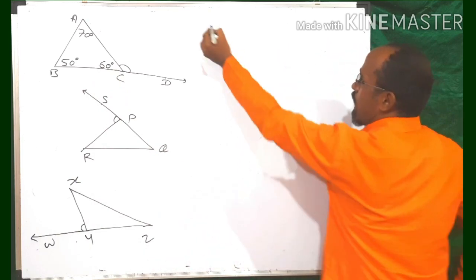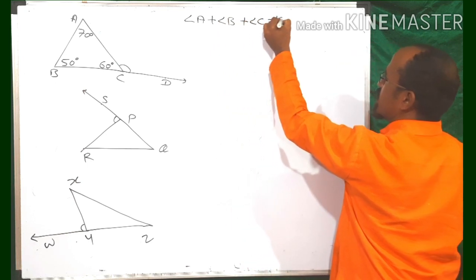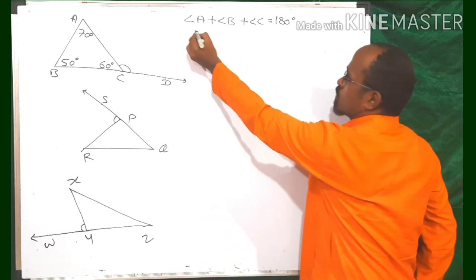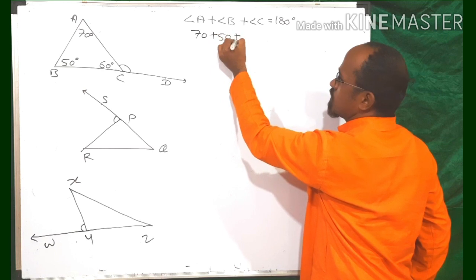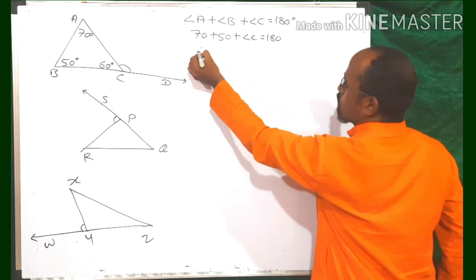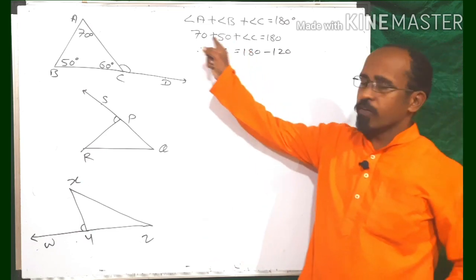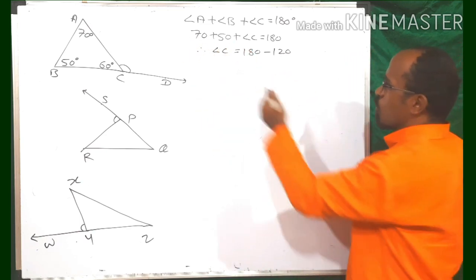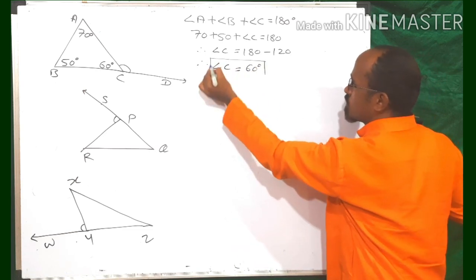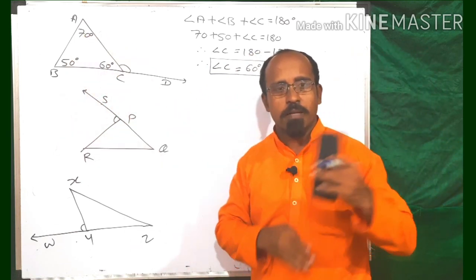Clear? We know that angle A plus angle B plus angle C is equal to 180 degrees, right? A is equal to 70, B is equal to 50. So 70 plus 50 plus angle C is equal to 180 degrees, right friends? Therefore angle C is equal to 180 minus 120. This 70 plus 50 is 120. So angle C is equal to 60 degrees.